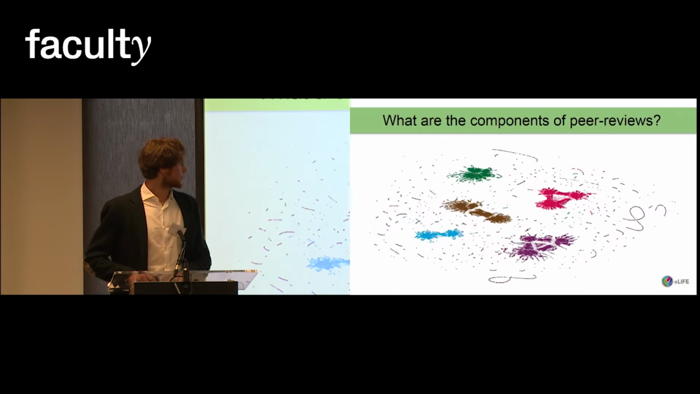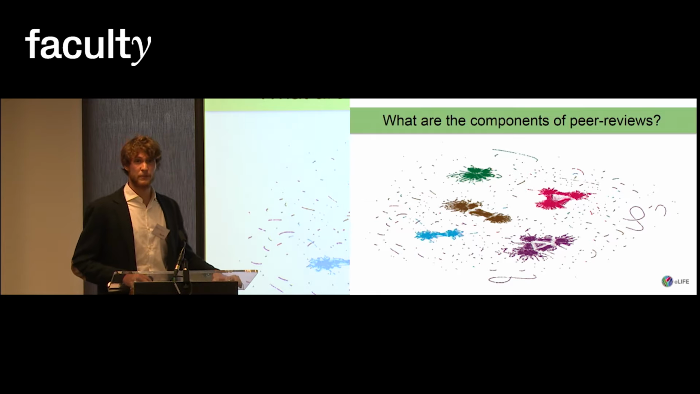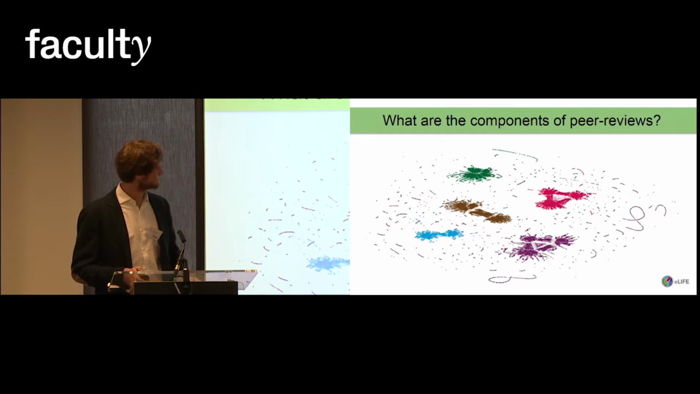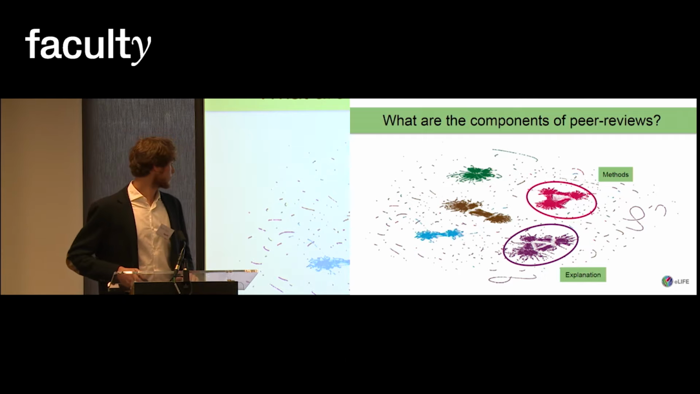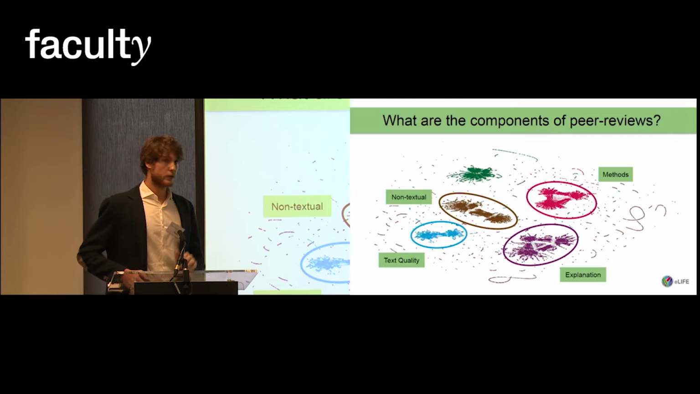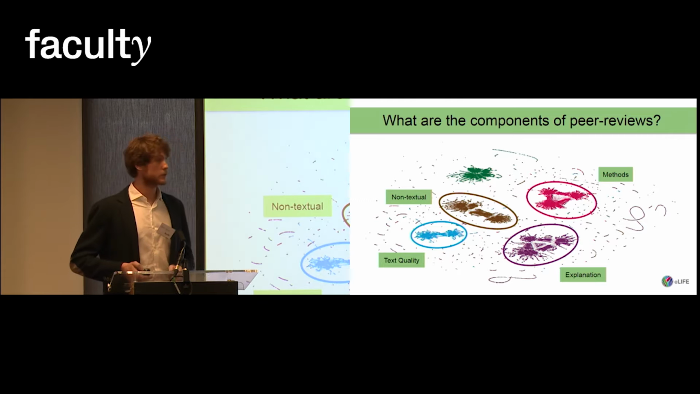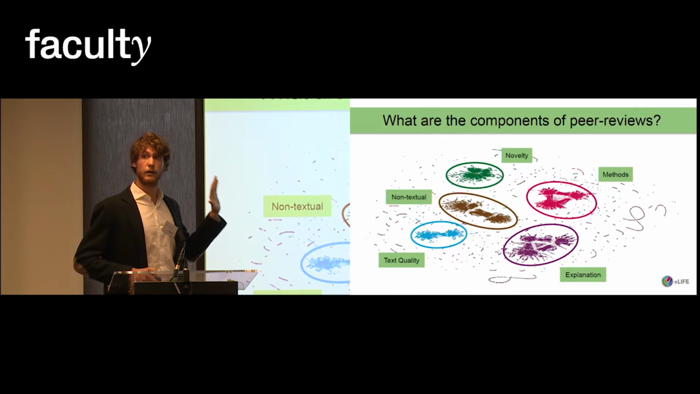So now, we are actually ready to answer the question. What are the main components of peer reviews? And as I promised, there are 5 of them. Peer reviews talk about the methods the authors use, the explanation they give for their observations or models, the quality of the text itself, if it is well written, the non-textual content, figures, tables, or videos, and finally, the novelty of the paper itself. And so these are the 5 main components that make up a peer review.